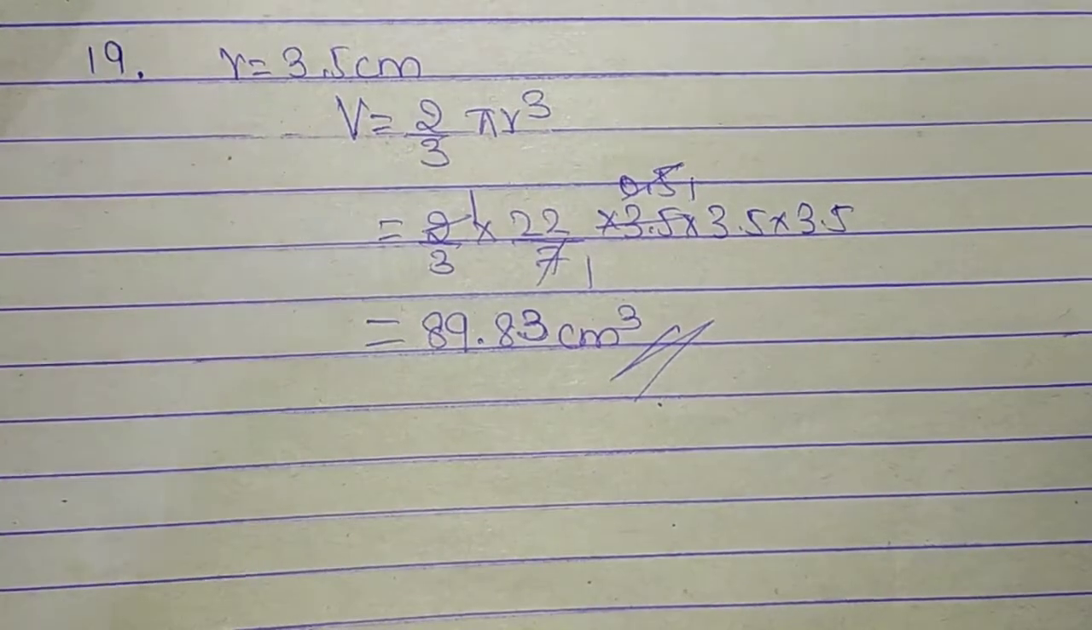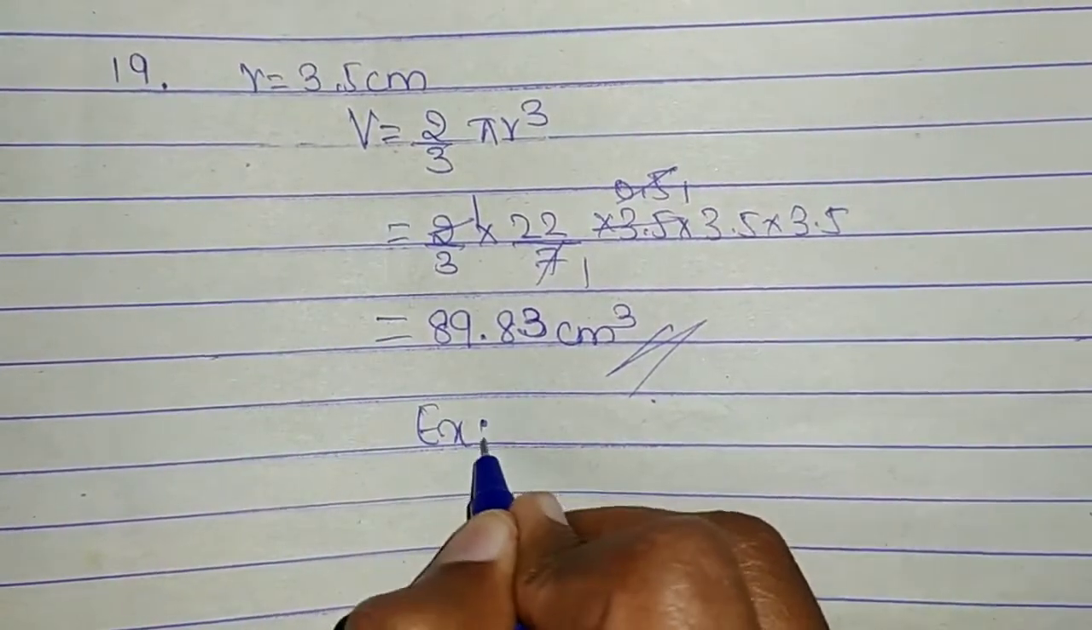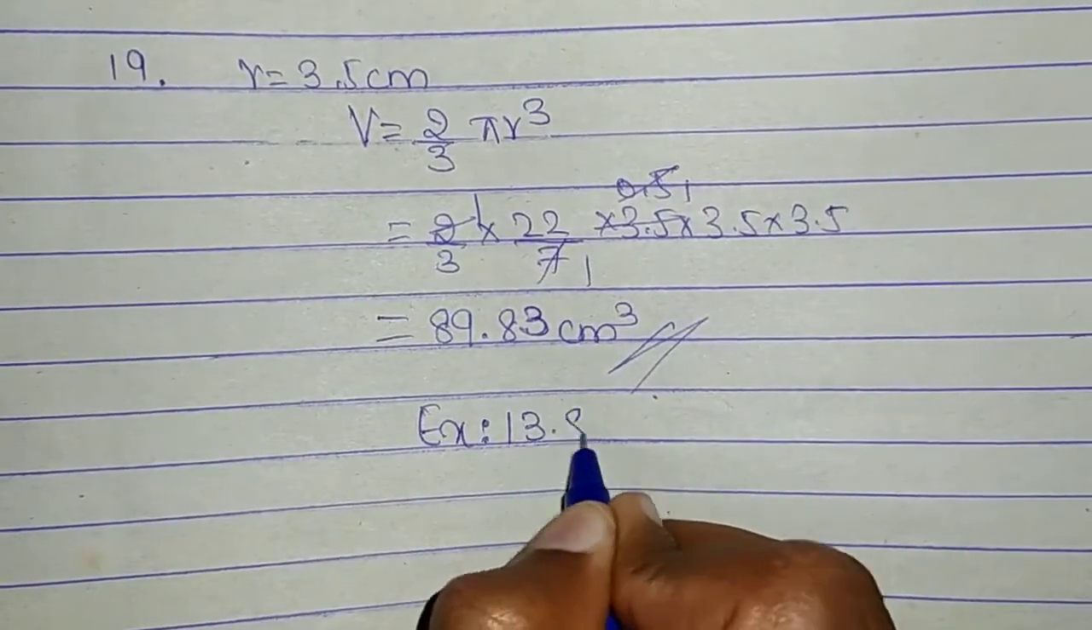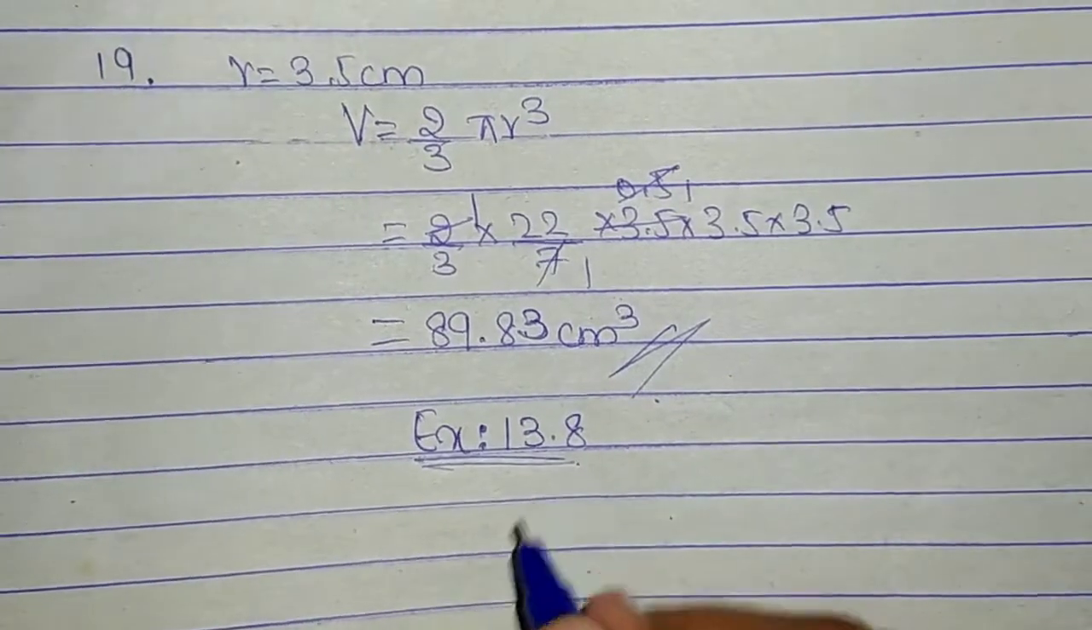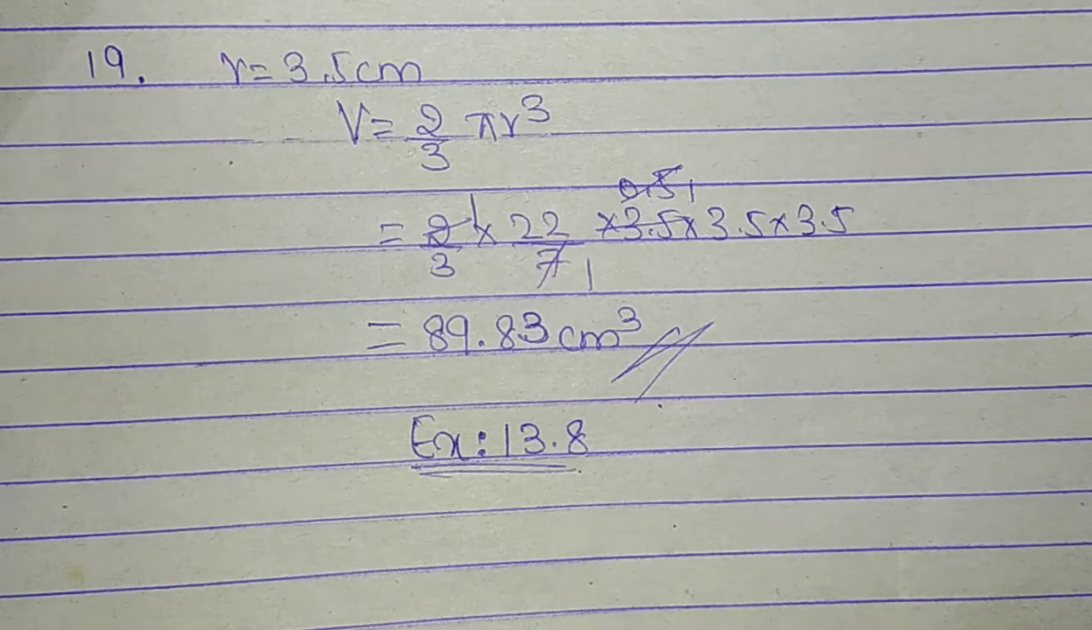This is the volume of the hemispherical bowl, or the volume of the water that the hemispherical bowl can hold. So moving on to exercise 13.8, which is the final exercise of this chapter. In the first one, find the volume of a sphere whose radius is given. So first question, pause the video, solve it right away. Similarly, second one: find the amount of water displaced by a solid spherical ball of diameter.